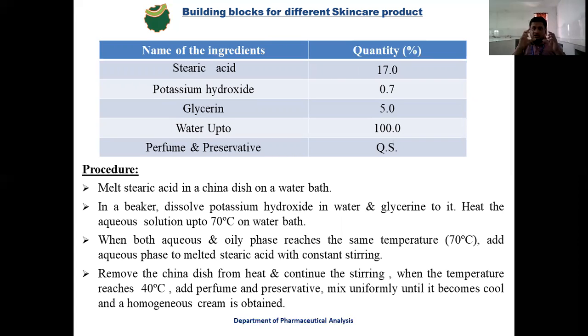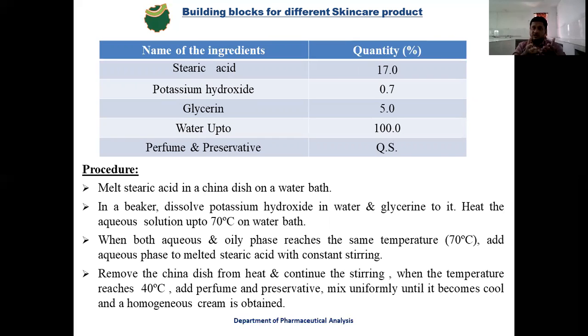Already said that all the creams are in emulsion type, so there will be an aqueous phase and an oily phase. The aqueous phase has water and glycerin. The oily phase has stearic acid. We have to melt the stearic acid at 65 to 70 degrees. Then the other beaker has water and glycerin. If we add these contents and mix, a cream will form.